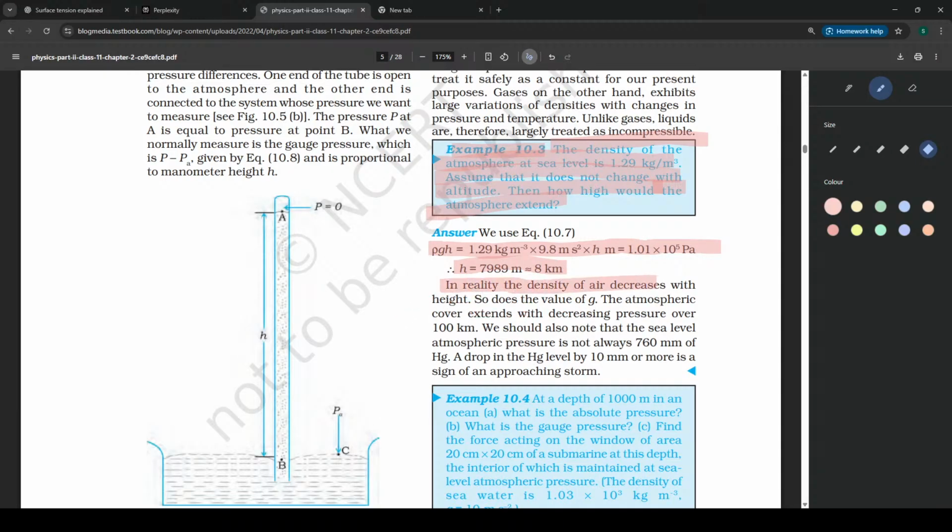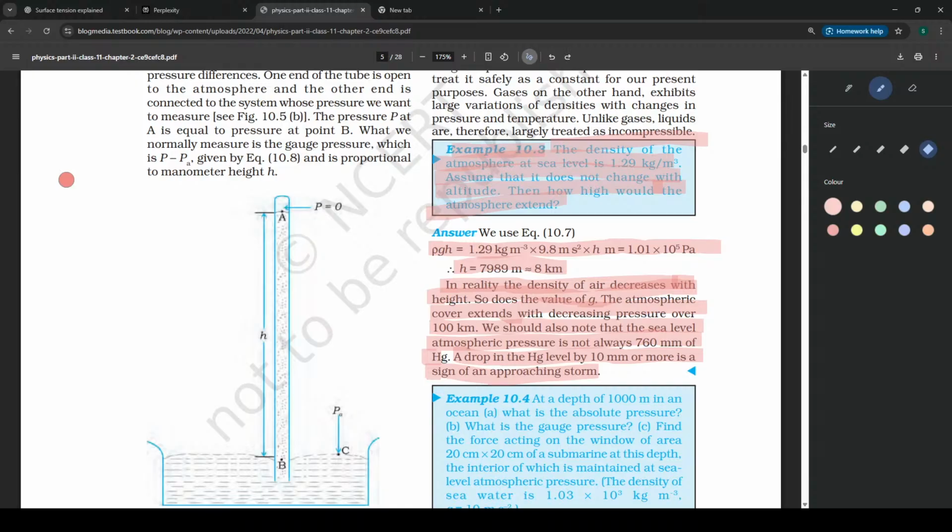In reality, the density of air decreases with height, so does the value of g. The atmospheric cover extends with decreasing pressure over 100 kilometers. We should also note that sea level atmospheric pressure is not always 760 mm of Hg. A drop in the Hg level by 10 mm or more is a sign of an approaching storm.